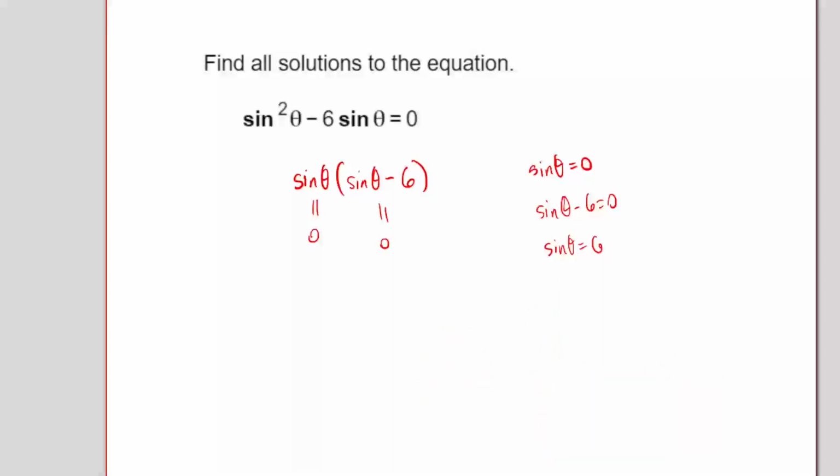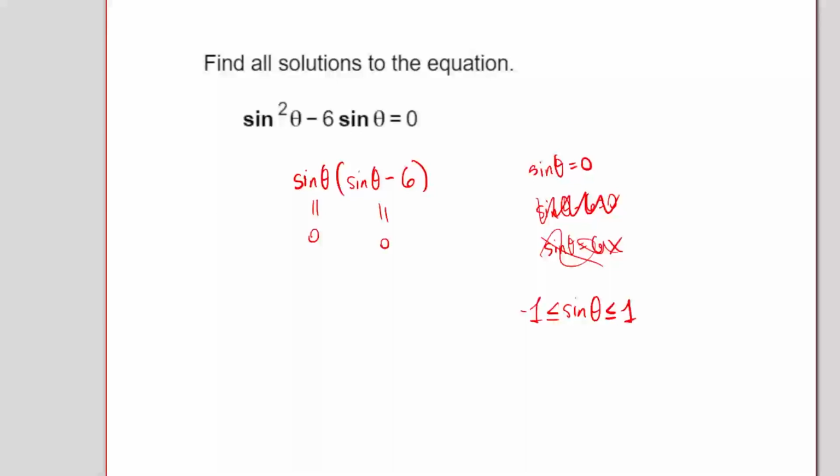But since sine theta has to be less than or equal to 1, and greater than or equal to negative 1, because of the graph, sine theta can't be equal to 6. So we just ignore this part. Sine theta can't be equal to 6, meaning that this part is never 0, so we ignore it, and we move on to this.